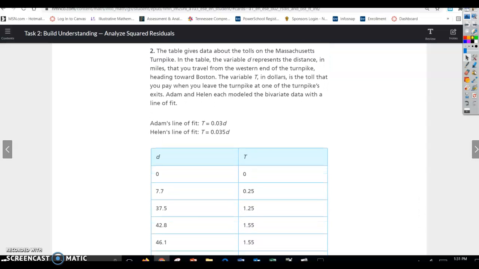All right, it says the table gives data about the tolls on the Massachusetts Turnpike. In the table, the variable D represents the distance in miles that you travel from the western end of the turnpike heading towards Boston. The variable T, in dollars, is the toll that you pay when you leave the turnpike at one of the turnpike's exits. Adam and Helen each modeled the bivariate data with a line of fit.